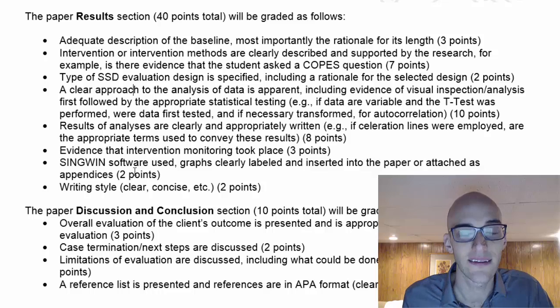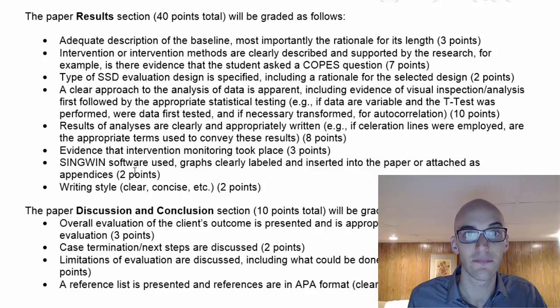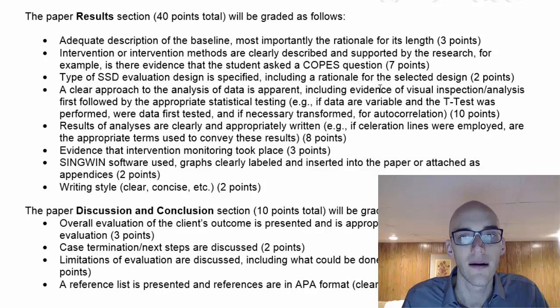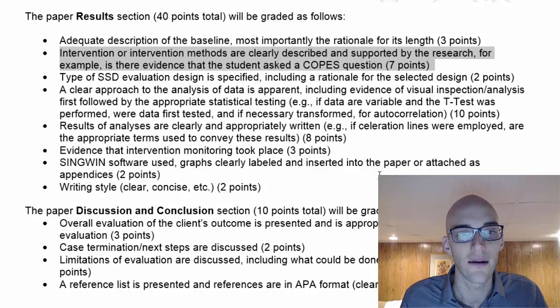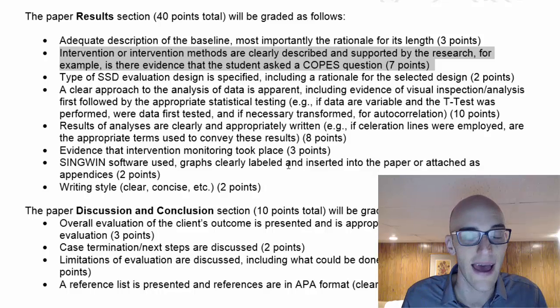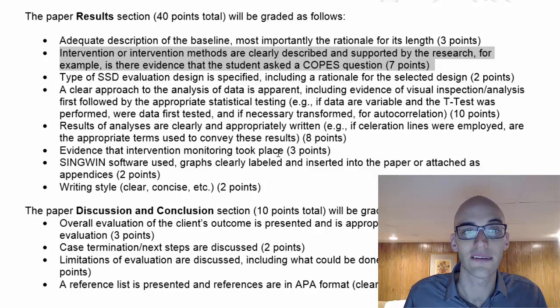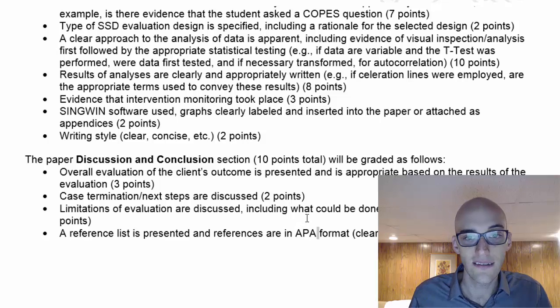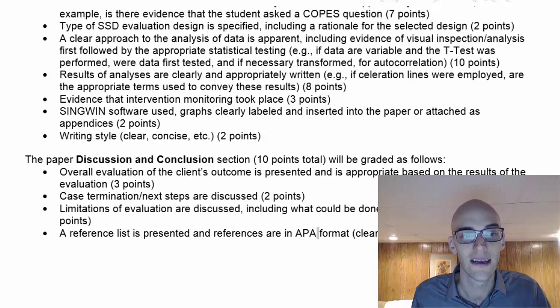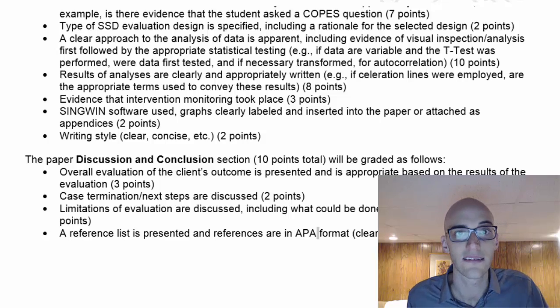All right, and your results is the 40 points. It's the majority of the points of the paper. Also here, a lot of people lose points for not talking about their COPES questions, so make sure to include that. Also, just write up your results following the guidelines that I lay out in the course for how to do that. I'm going to be posting plenty of examples of how to do that later in the semester. And then discussion and conclusions: again, just an overall evaluation, case termination, limitations, and references.